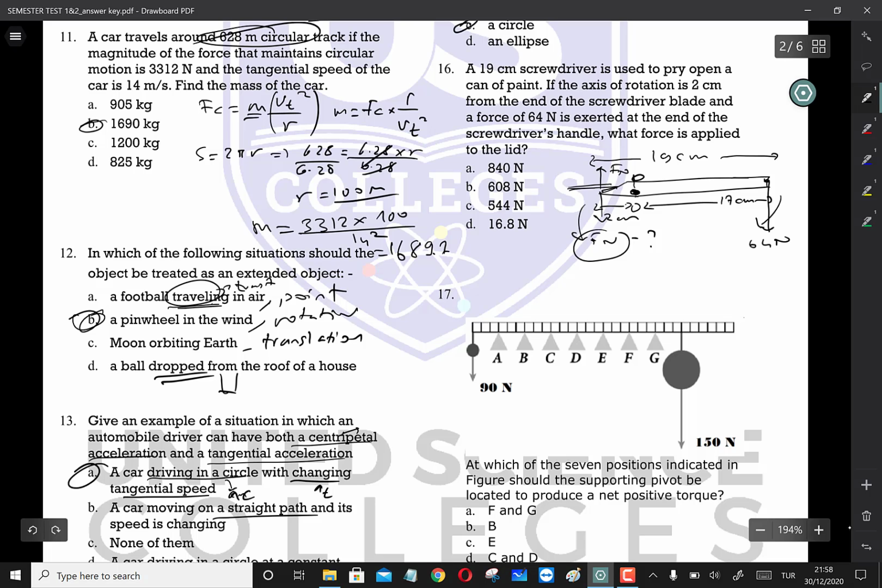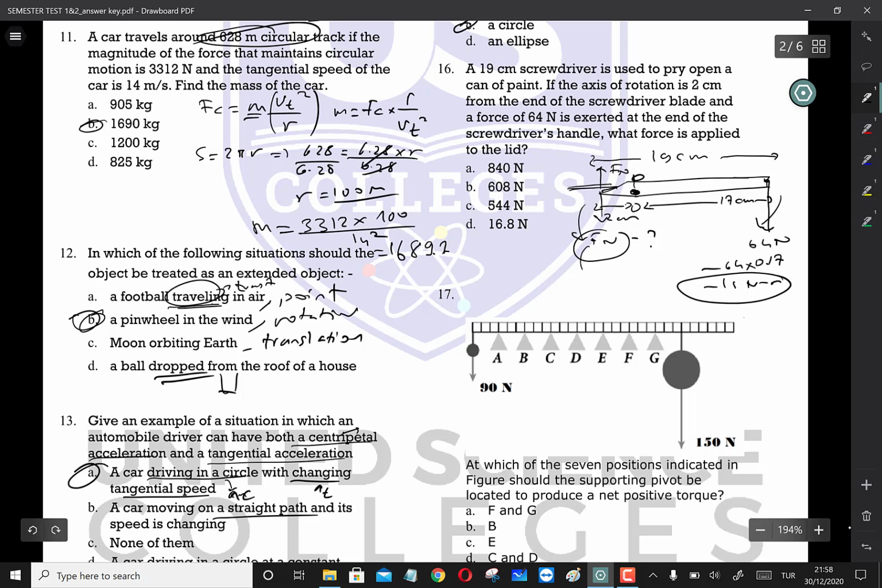About this point we can write the net torque is equal to 0, which means the torque produced by the 64 Newton force is negative 64 multiplied by 0.17. You can use centimeters, but it is better to convert to meters. 64 multiplied by 0.17 is equal to negative 11 Newton meter.